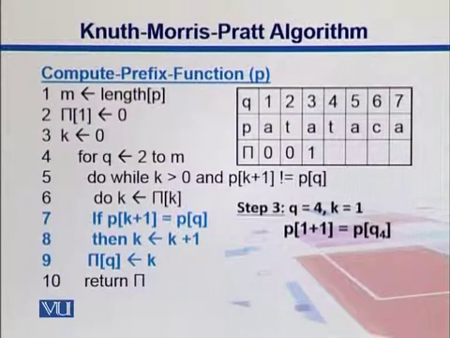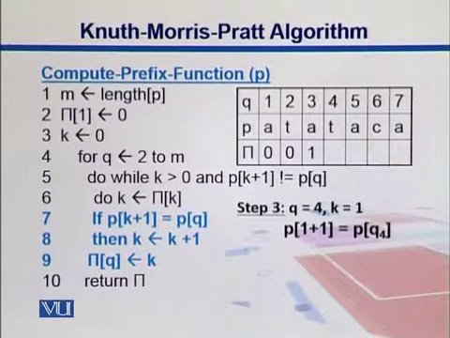Now we are in step 3. As we have seen in the previous step, our k was 1. Right now q is incremented in the for loop, so q becomes 4. We are comparing P of k plus 1, which is P of 1 plus 1, and is it equal to P of q, which is P of 4? Yes, it is. And we will also see that our k is greater than 0.